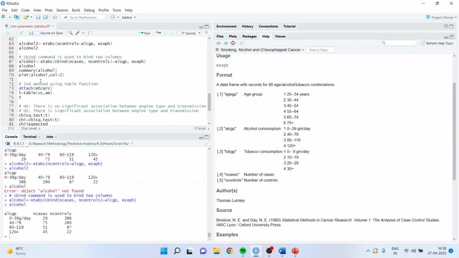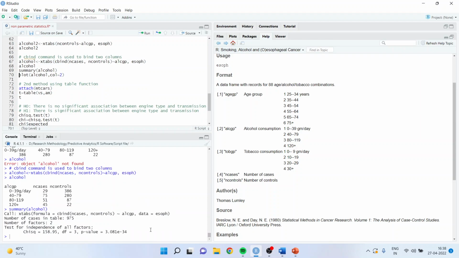So when I run the summary, what I get is a p-value. If you see the p-value, it's less than 0.05, and therefore we can say that we reject the null hypothesis, which means that there is a strong association between alcohol consumption and esophageal cancer.